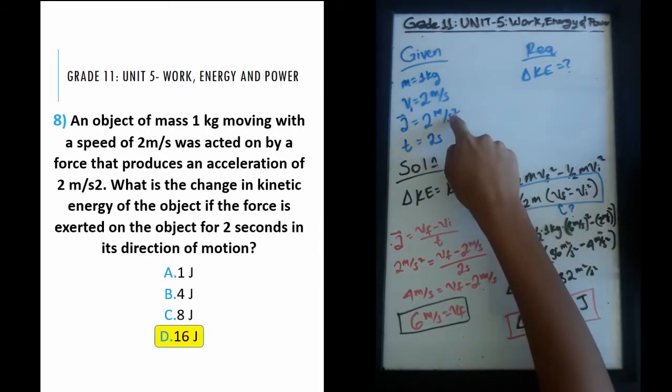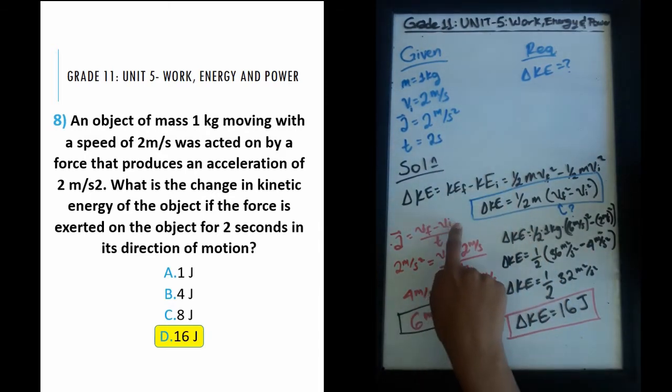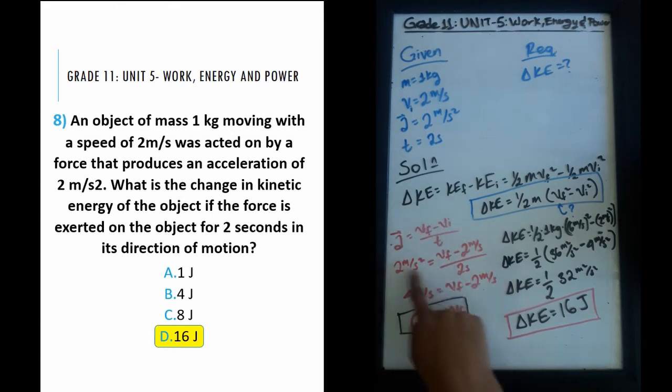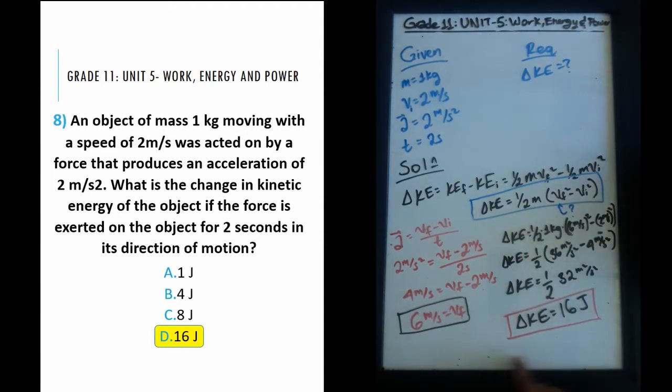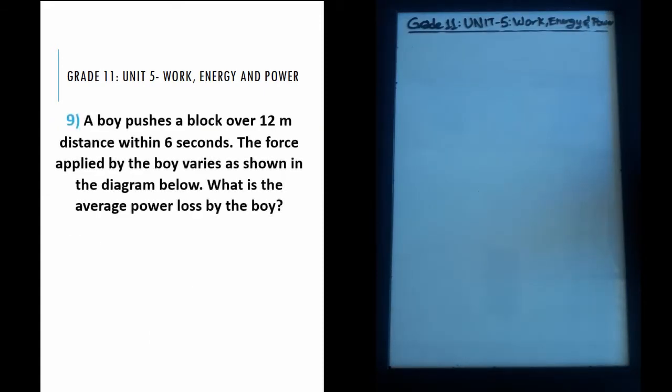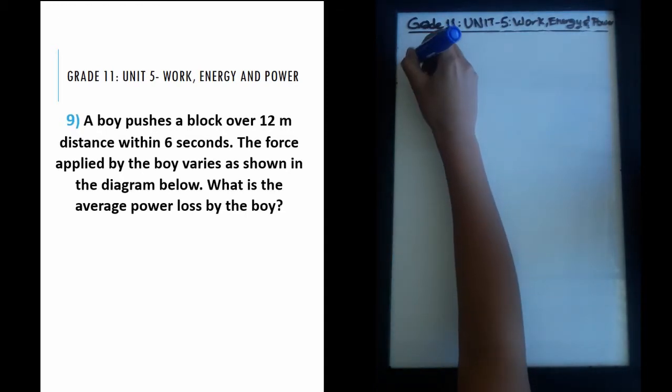We can see that we have acceleration, we have time, and we have the initial velocity, meaning we can use the acceleration formula to find V final, right? And don't forget, the point of finding this is to plug it right back into the formula here, and after that is just some math to get to our final answer, 16 joules. And that's it.